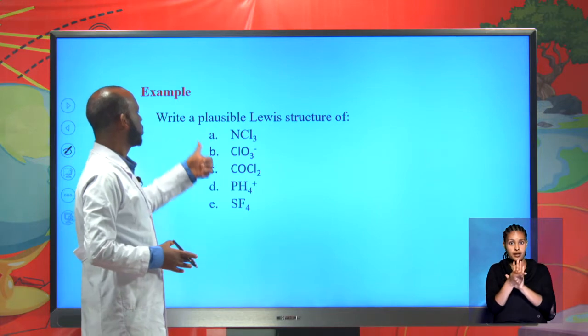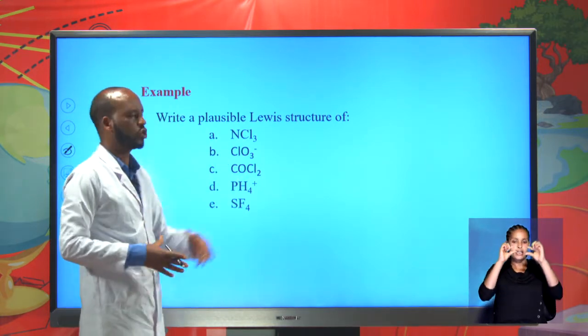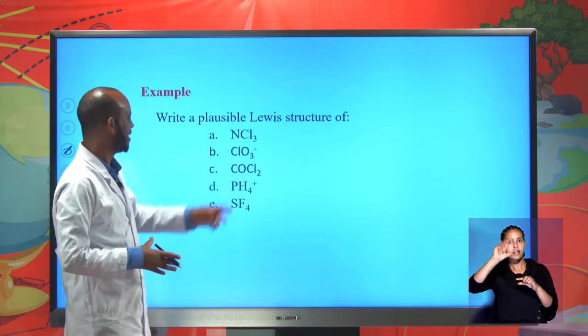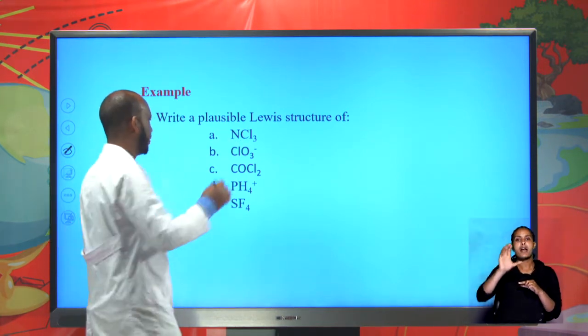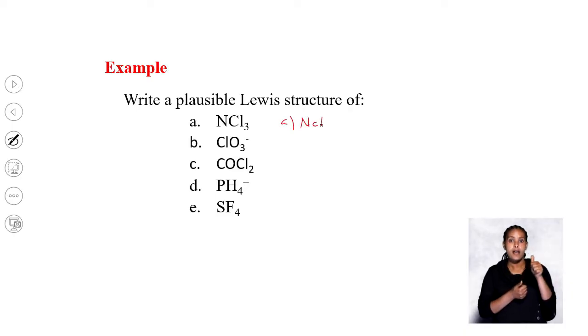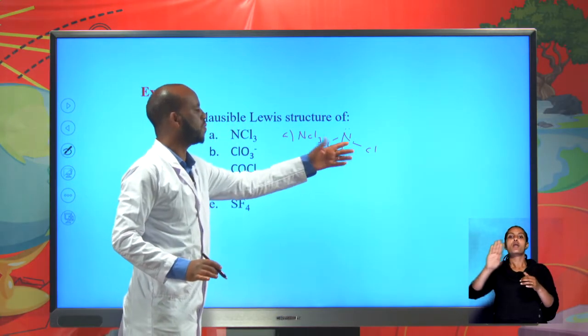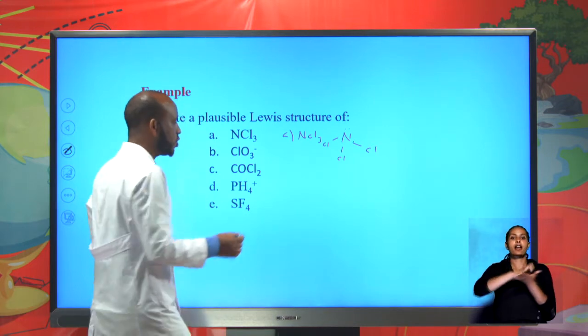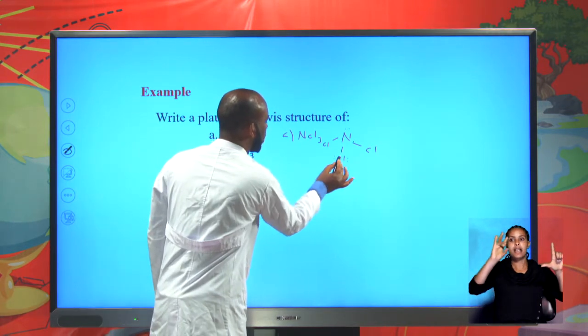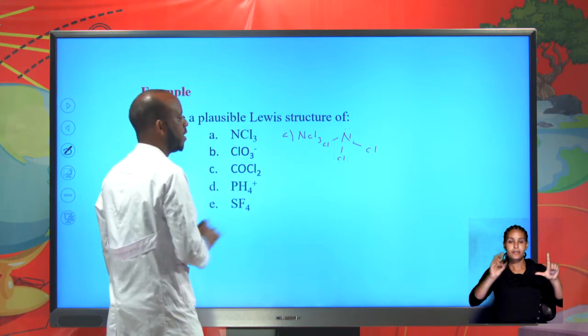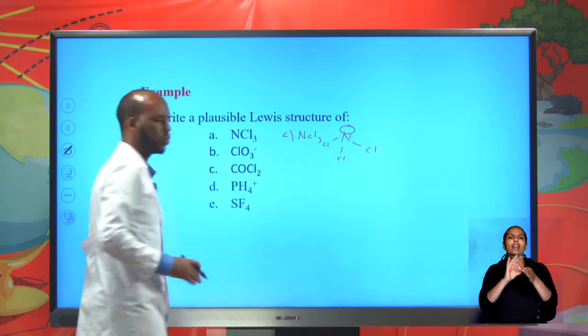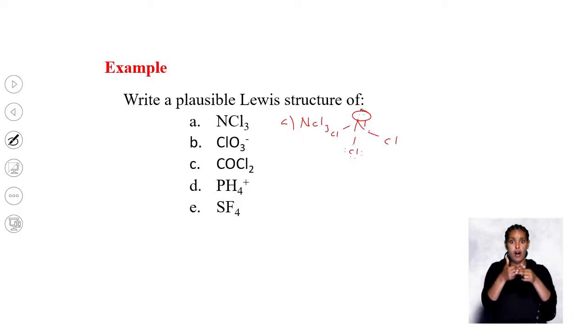For example, write a plausible Lewis structure of NCl3. What is the Lewis structure of nitrogen trichloride, NCl3? Nitrogen's valence electrons are 5: 1, 2, 3, 4, 5. It is bonded with three chlorine atoms. This covalent bond is formed by sharing of electrons. The valence electrons of chlorine are 7: 1, 2, 3, 4, 5, 6, 7. These are non-bonding electrons, which we call lone pairs of electrons.